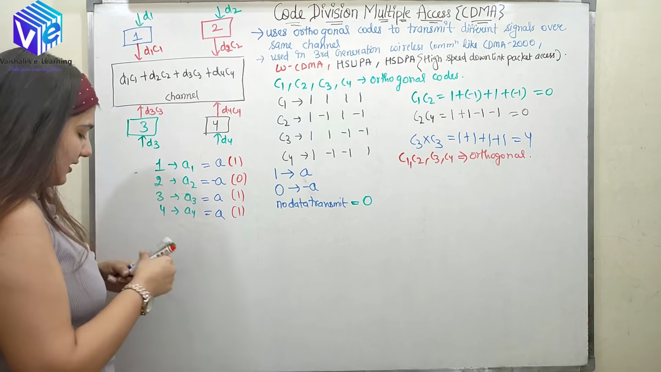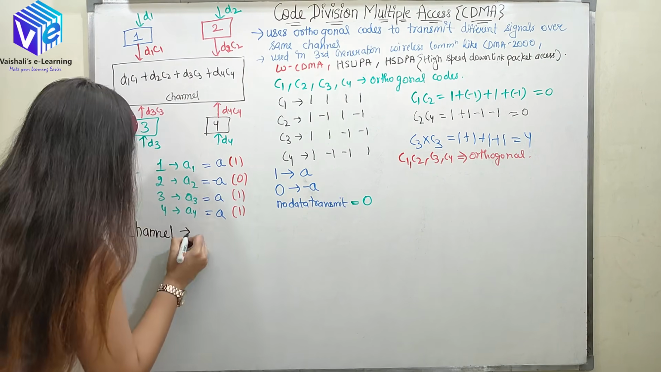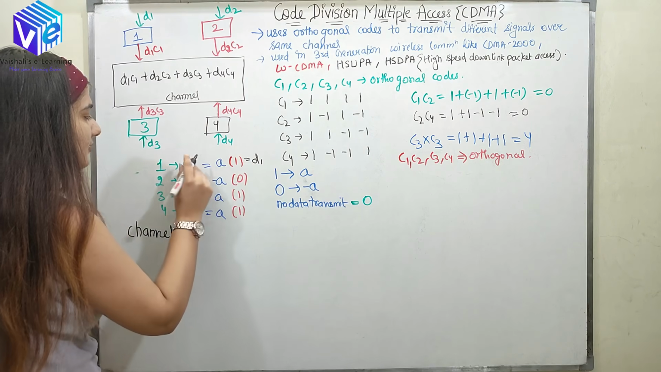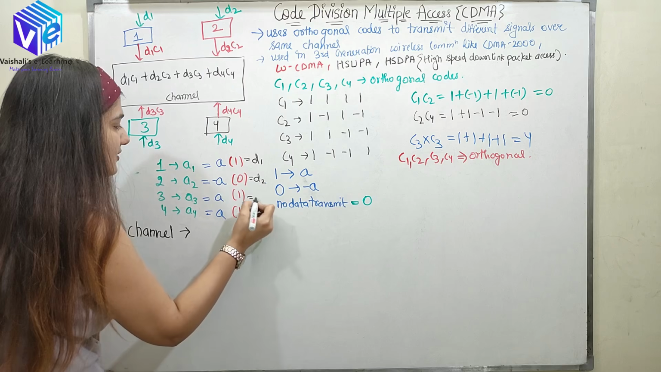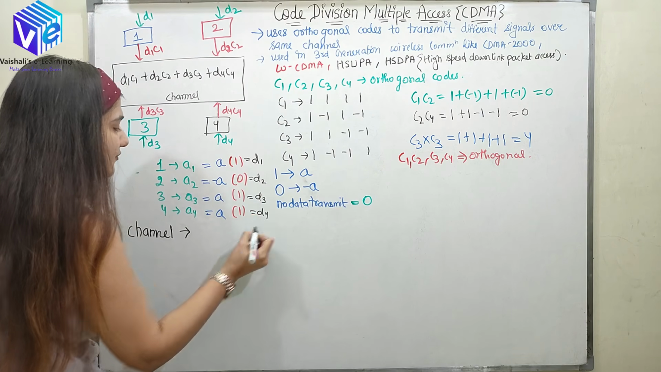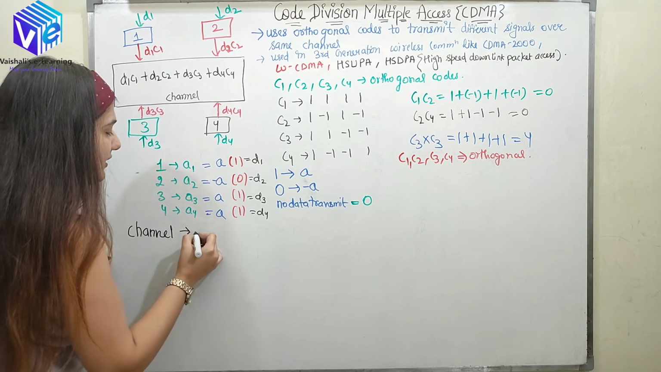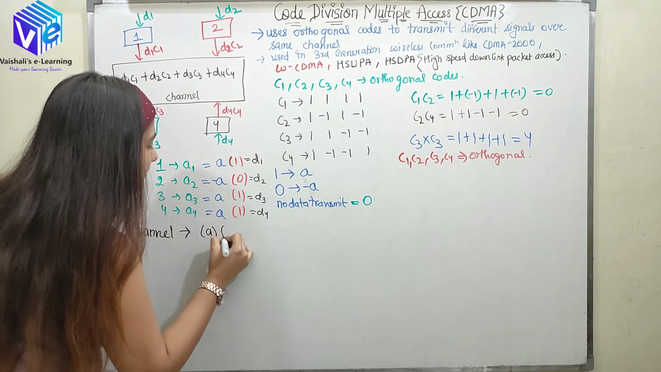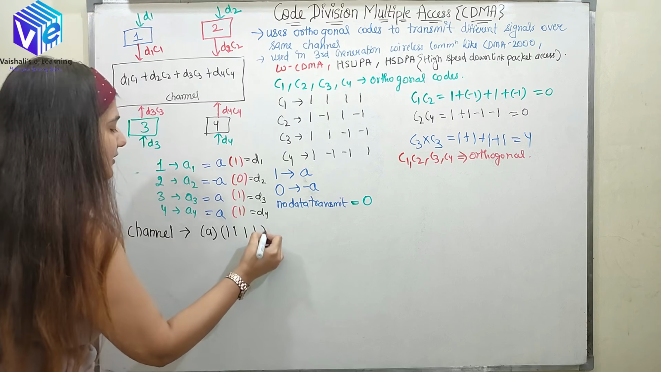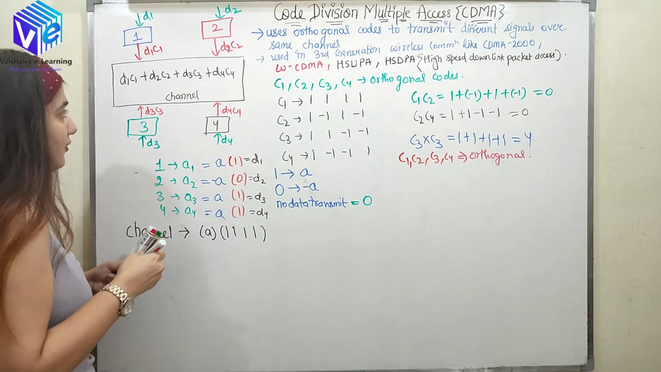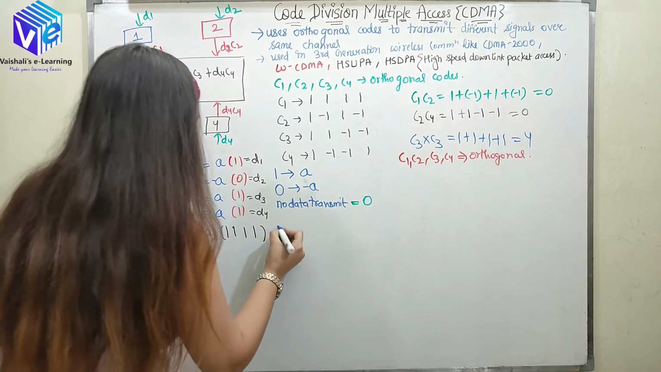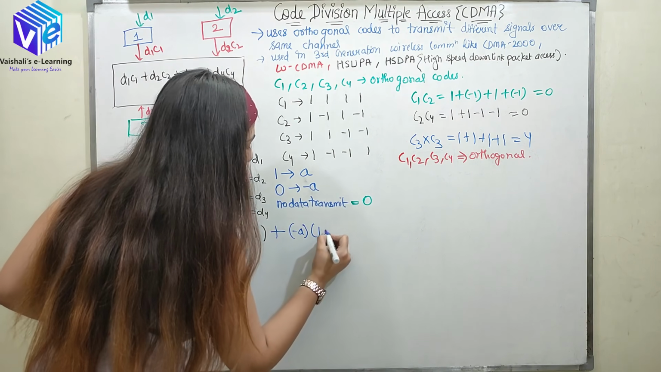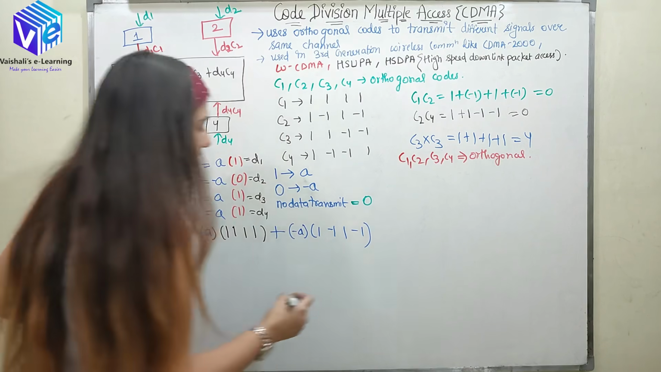So now in the channel, what would I get? In the channel, the data is D1, D2, D3 and D4. Data 1, or D1, is A, multiplied with C1. C1 was 1, 1, 1, 1. Plus D2 multiplied with C2. D2 is minus A, multiplied with C2, which is 1, minus 1, 1, minus 1.